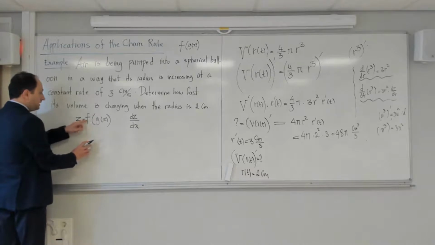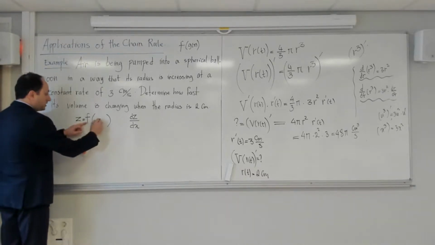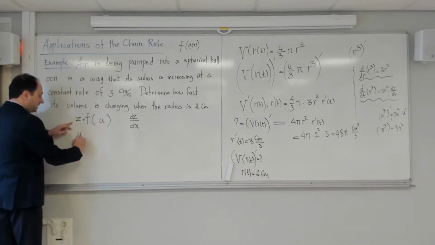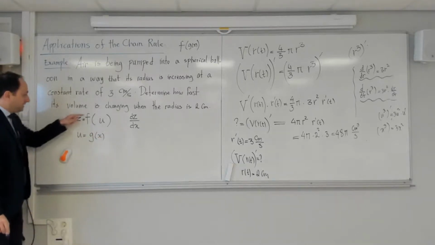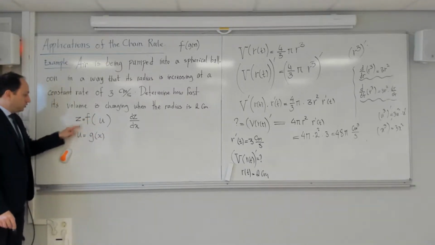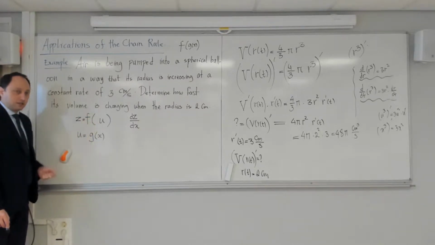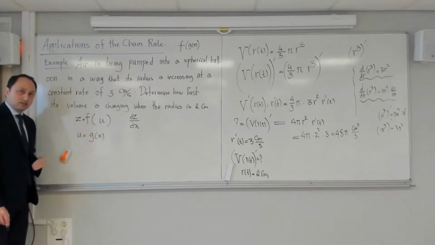Z is a function of some variable u. U itself is some function of variable x. Z depends on U depends on X. The dependence between Z and U is direct, is explicit. The dependence between U and X is also explicit.